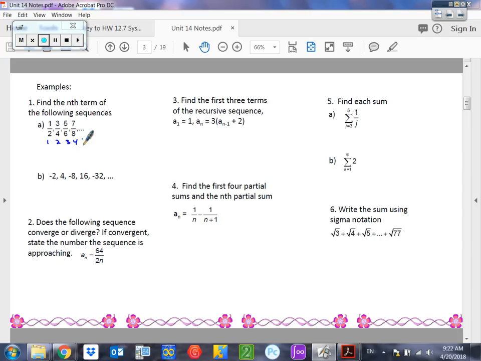All right, it looks like the denominator is much easier to work with than the numerator. So let's start with the denominator. If I put a 1 in, I need a 2. If I put a 2 in, I need a 4. A 3 in, I need a 6. Do we see that pattern? If I put a 4 in, I need an 8.